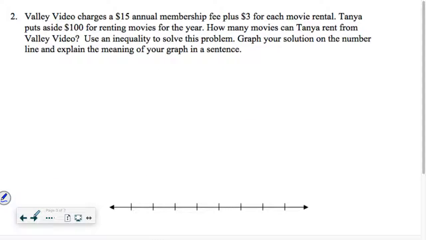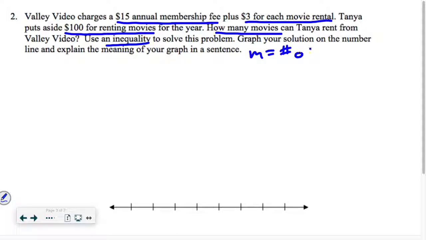Let's do a couple more examples. Valley Video charges a $15 annual membership fee plus $3 for each movie rental. Tanya puts aside $100 for renting movies for the year. How many movies can Tanya rent from Valley Video? Again, we're going to use an inequality to solve this problem. The first thing I want to represent is how much money is being spent. So again, choose our variables. In this case, I have to pick my own. The one thing that's unknown is the number of movies. So I'm going to pick a variable that represents that. M is going to equal the number of movies.